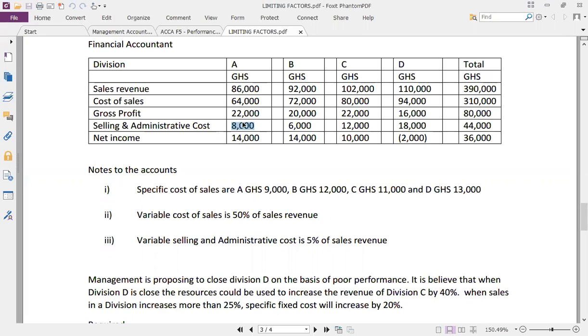How do you get it? 8,000 minus what? The 5% of what? 86. So A is what? Let's do it quickly.